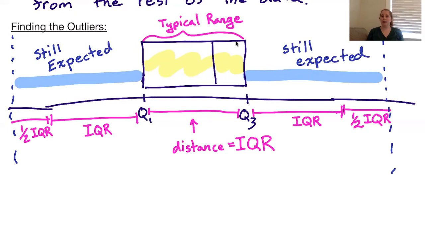Anything that goes beyond that is now what we would consider to be surprising or strange, and any data values that fall out in that extreme area would be considered to be outliers. So anything on those extremes are considered outliers.